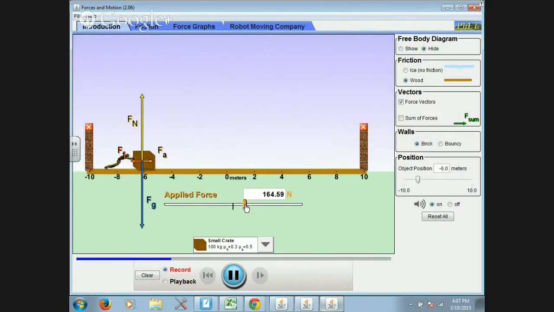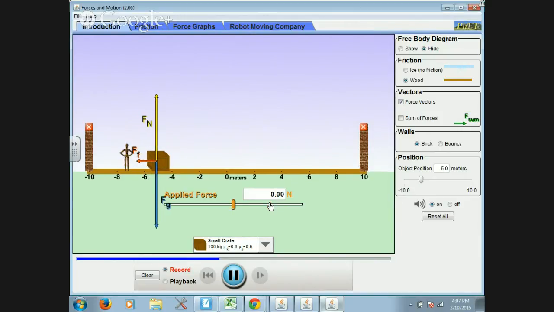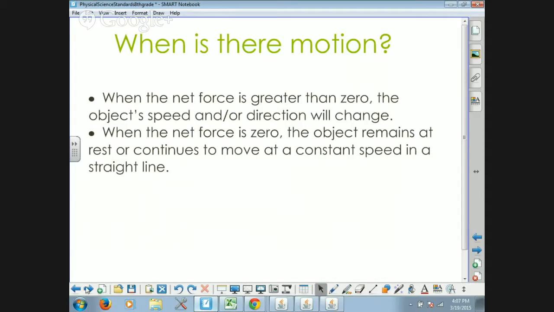So it's not moving. I'm going to up it, up it, up it. Still not moving. Oh, look at that. Now it's moving. And it's going to slow back down. Pretty slick. Well, because of time, we can't play with it for very long. Feel free to go to PHET, and you can Google and you'll find it.